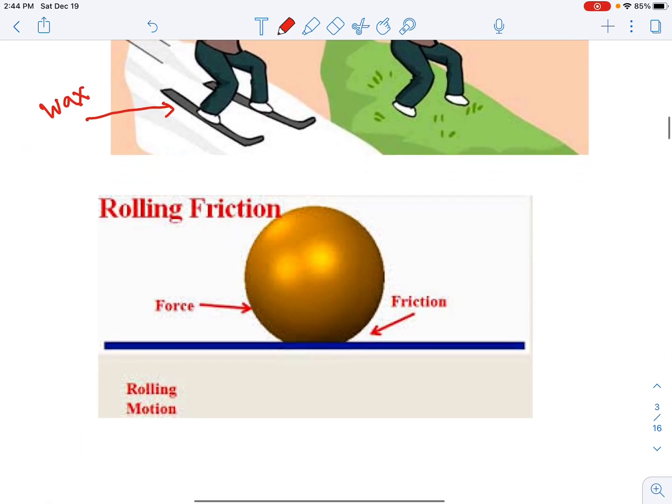Okay, and then here's a picture of rolling friction. So if somebody's over here trying to push this ball, right here where the ball's hitting the ground, there's going to be some friction there. And depending on how heavy the ball is and how rough the ball is, how rough the ground is, that might be a lot of friction.